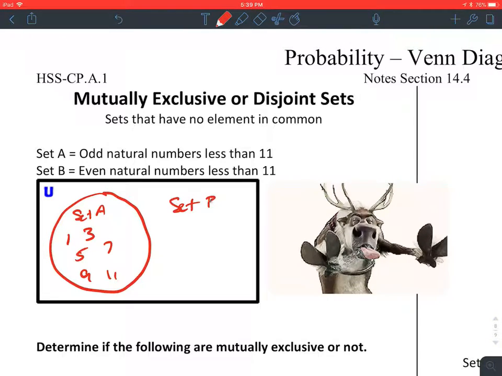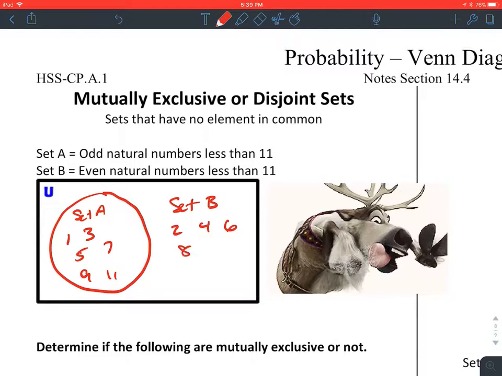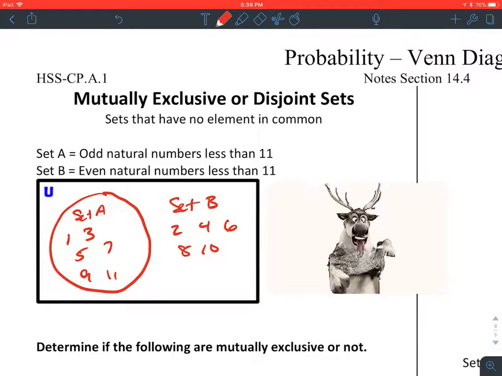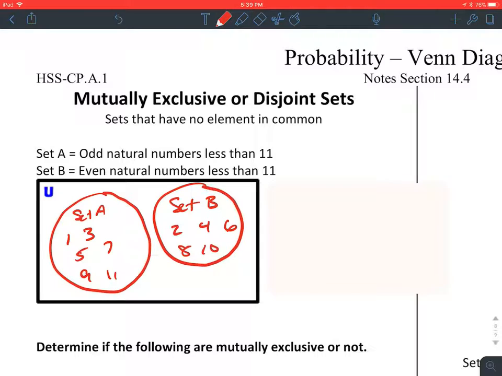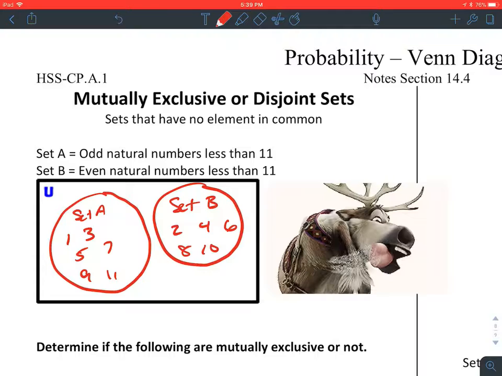Set B is all the even natural numbers less than 11: 2, 4, 6, 8, 10. Notice how those two sets don't have anything in common.